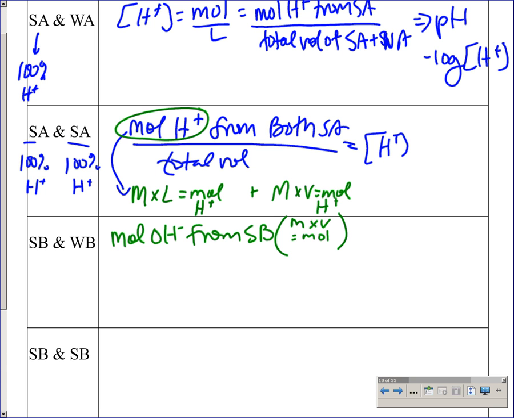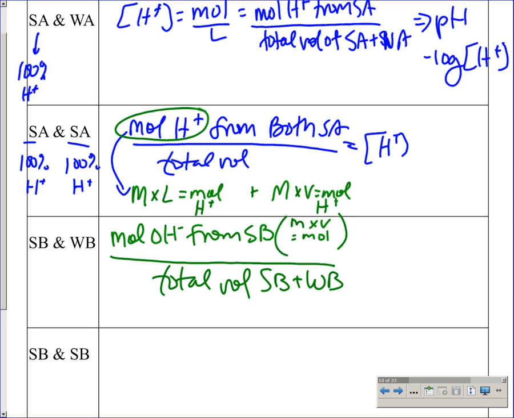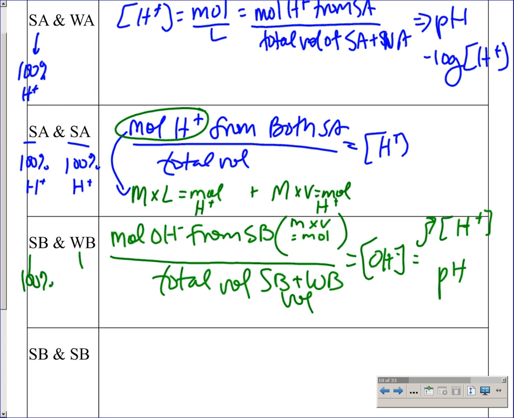And don't forget, if it's got two OHs, then you need to double that. You need to divide that by the total volume given to you by the strong base plus the weak base volumes. That's going to give you your OH concentration. Once you get that, you'll take that and go to H plus concentration with your ion product constant, 1.00 times 10 to the negative 14, and then you get your pH of the solution. So these are fairly simple if you recognize your strong and weak acids and strong and weak bases. So this one 100% ionizes, this one does not.